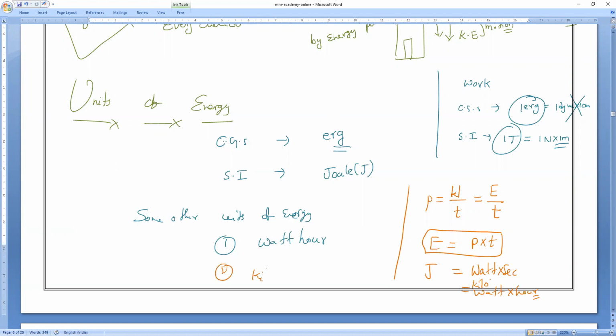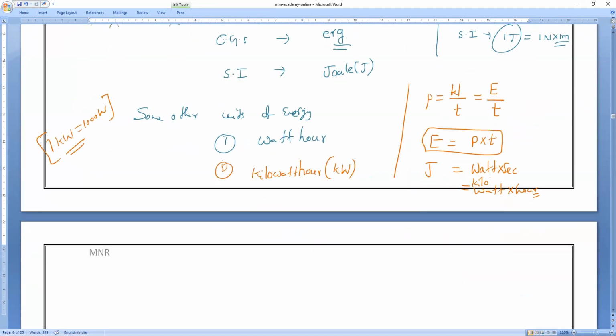One is kilowatt hours. 1 kilowatt equals how many watts? I want to know from you people. 1 kilowatt is equal to how many watts? Yesterday I have taught you. Check it, everybody. 1000 watts. We have written or not? So please write it.